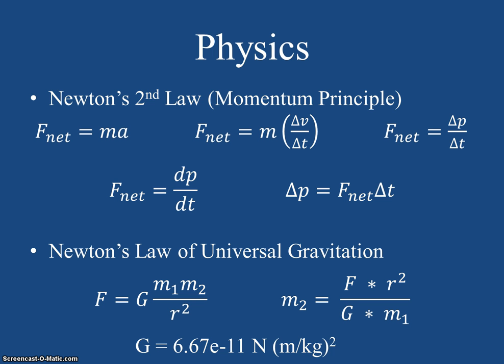Newton's law of universal gravitation is also used. This equation, when rearranged algebraically, will give us the mass of the black hole. All of the other values in the equation are either given to us or calculated.